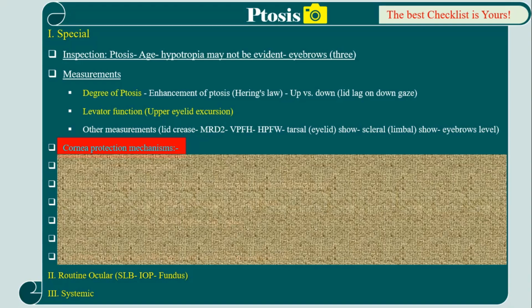So usually when we say lid lag, you have to say lid lag on down gaze. If you notice here, lid lag on down gaze, we usually write it like this. I may add it to the corneal protection mechanisms, but actually I didn't write it down. But whenever you say lid lag, you have to say lid lag on down gaze. All right. So it's about the dynamics. We care about the dynamics of the eyelid on down gaze also to protect the cornea. Okay, let's watch the video first.